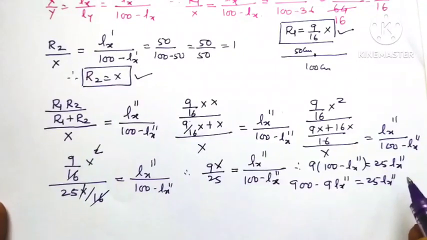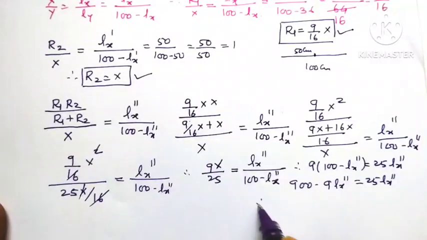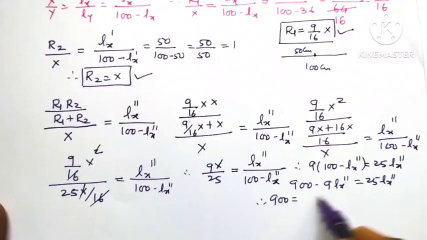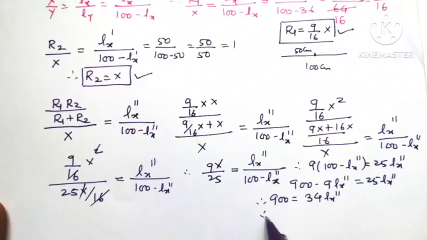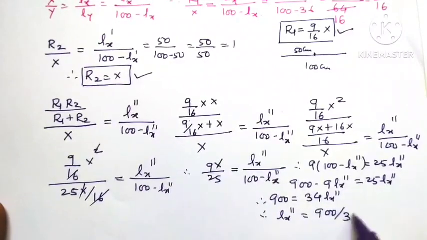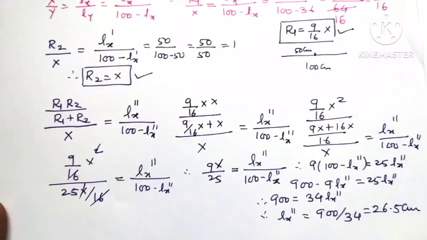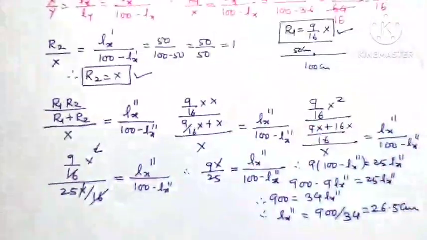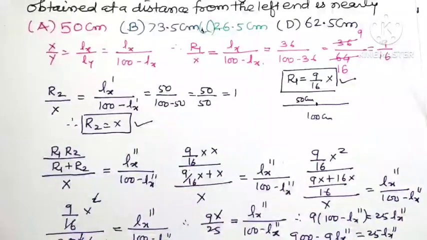Now, when minus 9 Lx double dash is taken to the other side, we get 25 plus 9. So 900 is equal to 34 Lx double dash. Therefore Lx double dash is equal to 900 divided by 34, and that is 26.5 centimeter. So option C, which is 26.5 centimeter, is the correct option for this question.